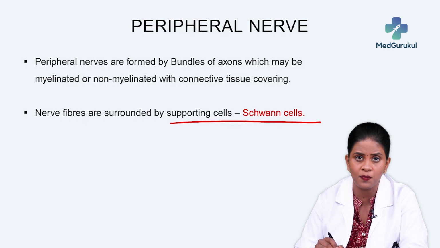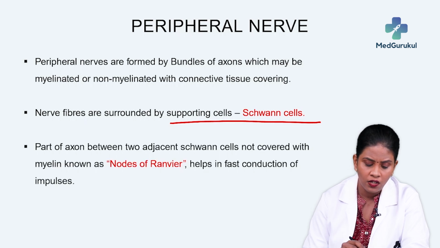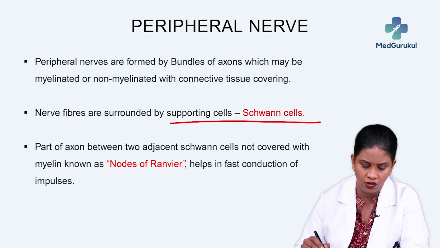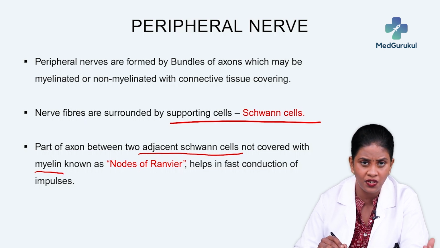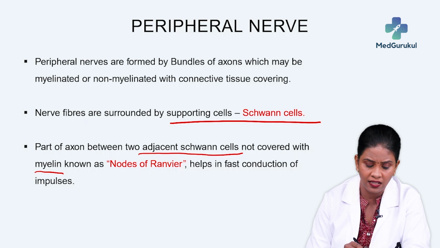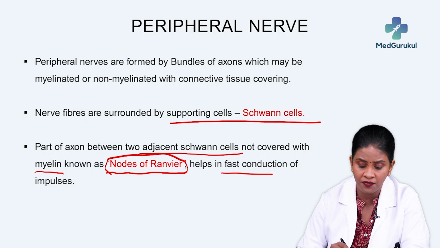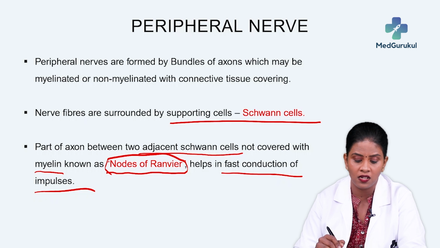These Schwann cells are responsible for what? For myelination. The part of the axon between adjacent Schwann cells is not covered with myelin. So, you saw the entire axon covered by the myelin sheath, but in between there are some intervals where it is not covered by the myelin sheath. That region we call the nodes of Ranvier. This helps in fast conduction of impulses. So, the nodes of Ranvier are very important because they help in fast conduction of impulses.